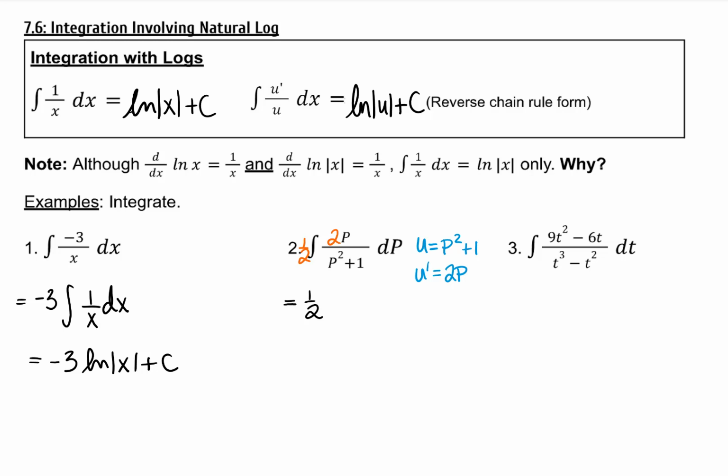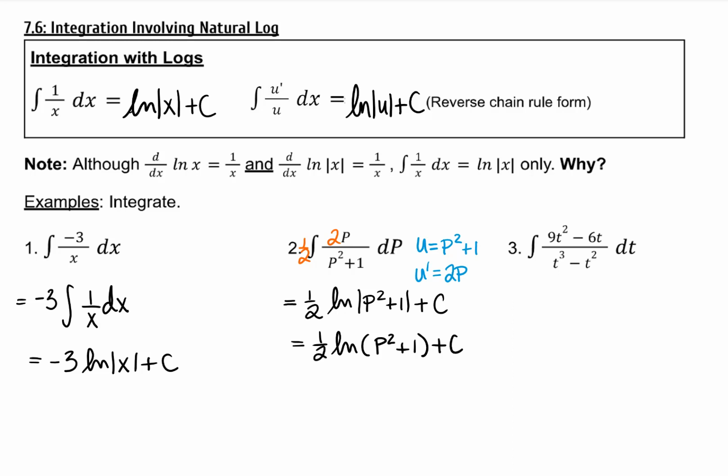The integral of u prime over u is natural log absolute value u. And notice that this argument, the thing inside the log, can only be positive, and so you wouldn't actually need the absolute value on this answer. It wouldn't be counted wrong if you left it that way, though.